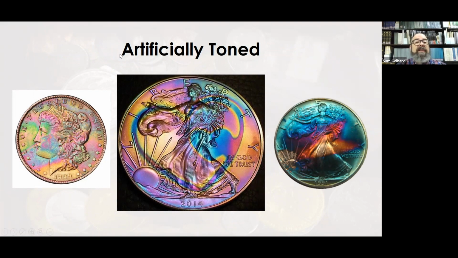I think it would be really something if you could get a genuinely toned coin with a heart inside of another heart on an American Silver Eagle. Pretty cool. I'm not sure that would ever happen in nature.